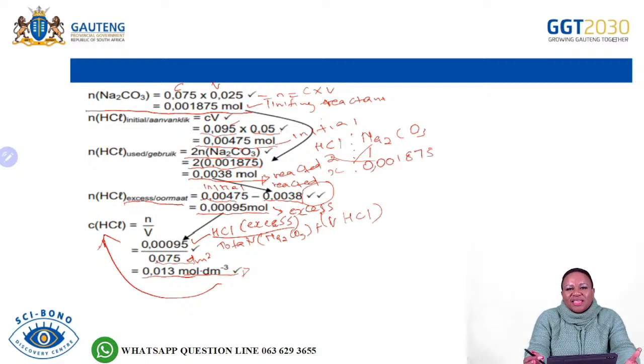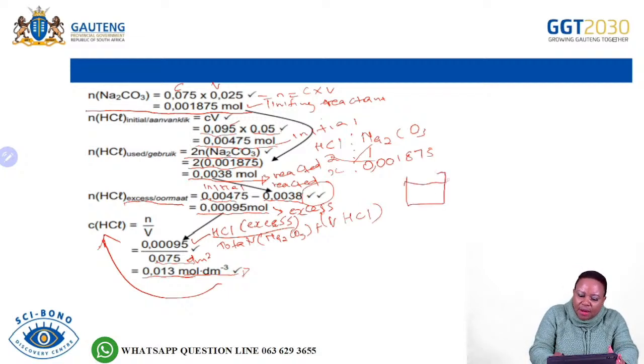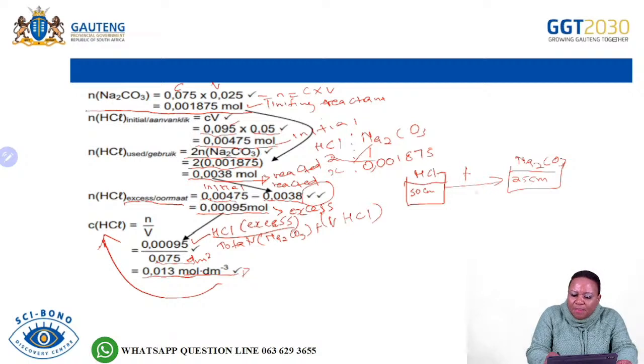So you can see that this is a multi-step question whereby we have combined much information for us to get the new solution. But when you think about it, you can also draw a diagram for yourself to see what happens. You can start by saying, I have this container, which has 50 cubic centimeters of HCl. I make it react with this container of 25 cubic centimeters of Na2CO3. Then when I make them react, they will definitely go to 75 cubic centimeters together.